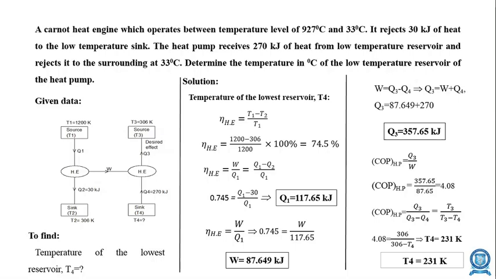So listen to the problem very carefully. They have clearly given that the heat pump receives 270 kilojoules of heat from the lower reservoir. That's why from the lower reservoir, from the sink, it is supplied as Q4 equal to 270 kilojoules to the heat pump. This is not a heat engine. Again, I'm telling you, this is a heat pump, HP.